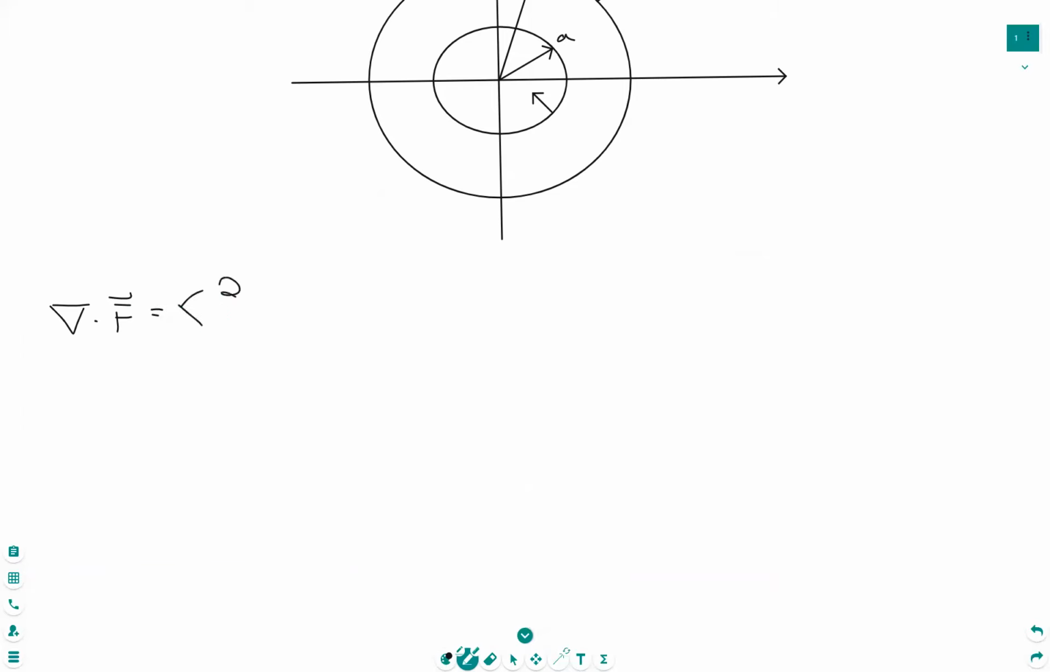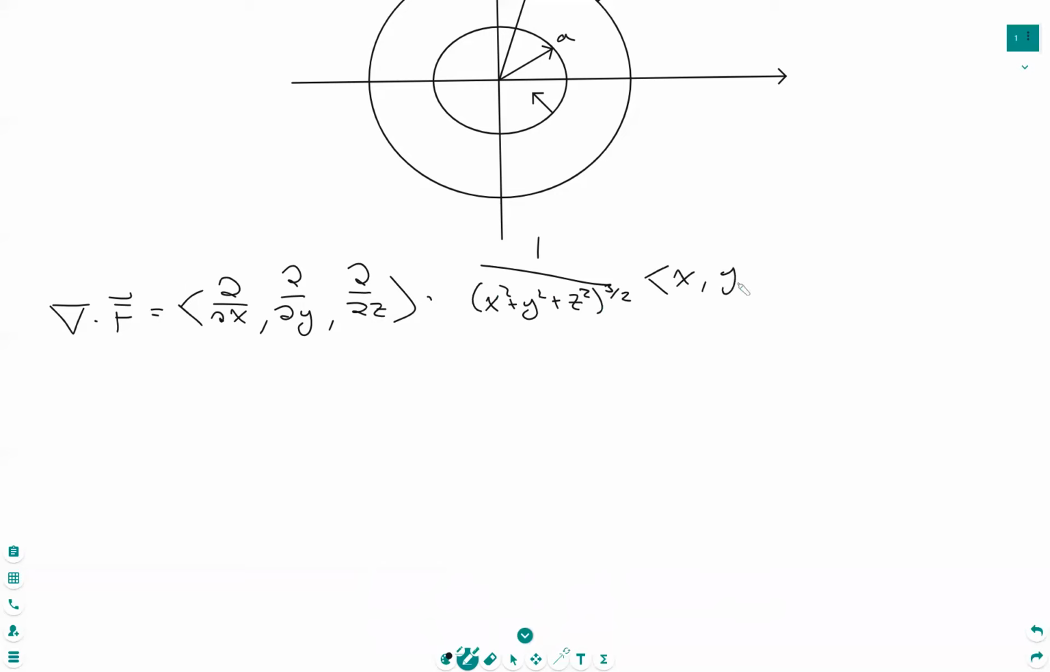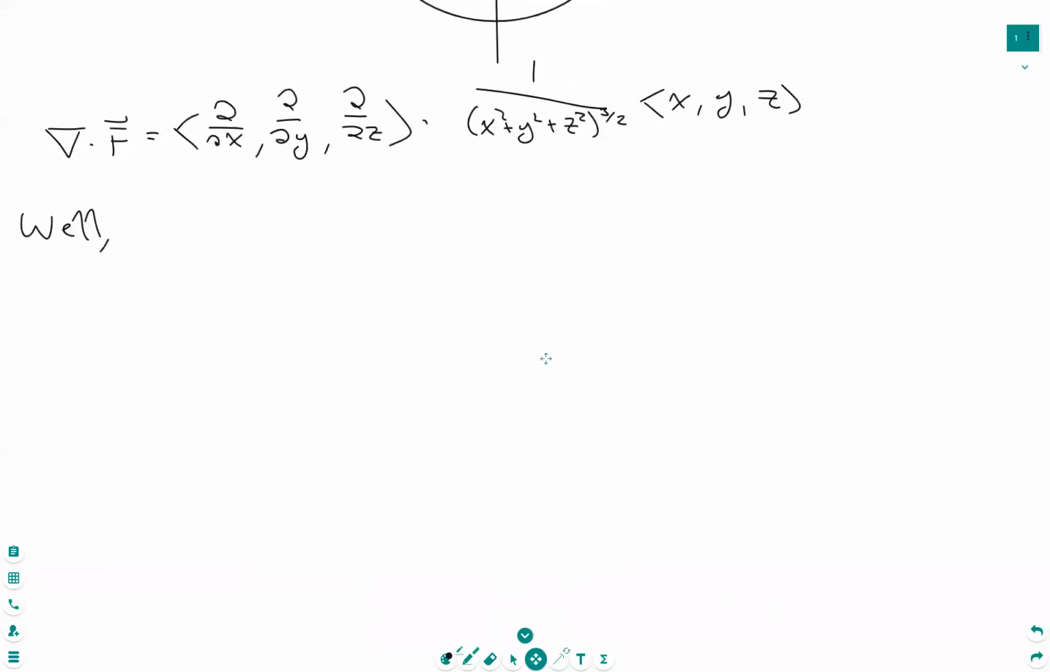So this is our partials with x, y, and z dotted with x squared plus y squared plus z squared to the 3/2. Make that 3/2 a little better. The vector x, y, z. Okay. Well, let's take a look at the x derivative.